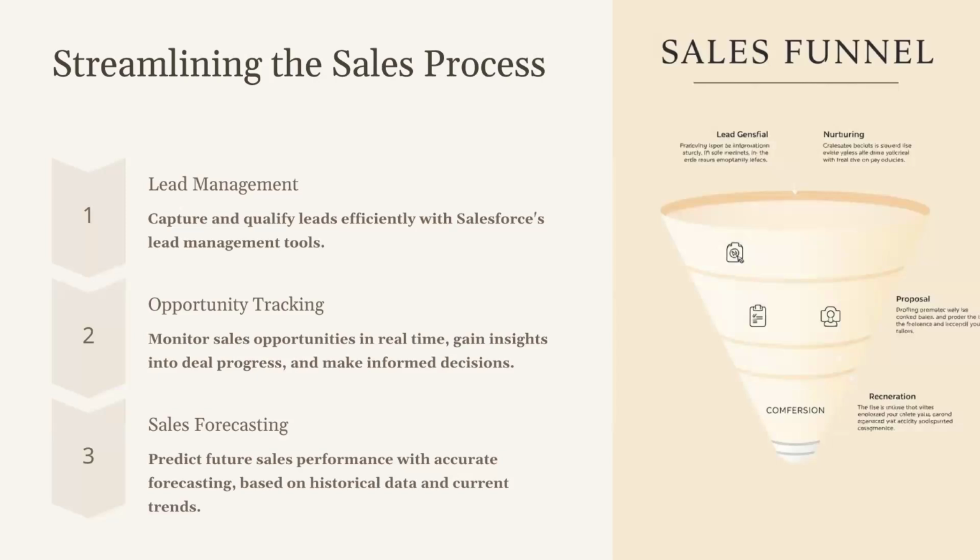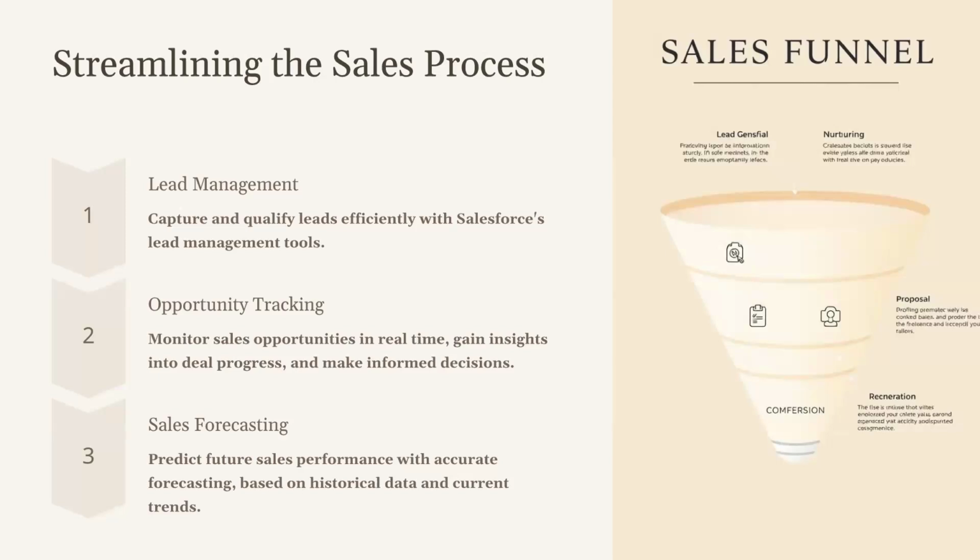Okay, streamlining the sales process. One more time, I'm coming into the sales process. It covers lead management, opportunity tracking, and sales forecasting. Lead management is capturing and qualifying leads efficiently with a sales lead management tool. The second is opportunity tracking: how that lead is progressing, how that opportunity is moving on, what the insights into deal progress are, and how we need to crack the deal.